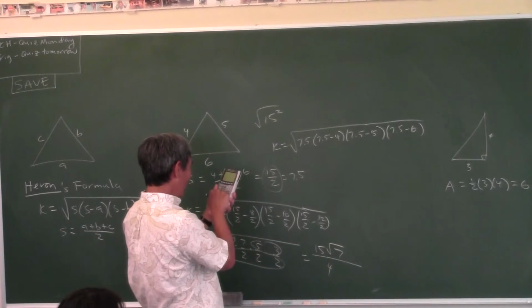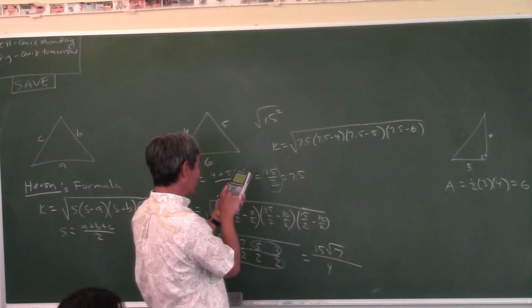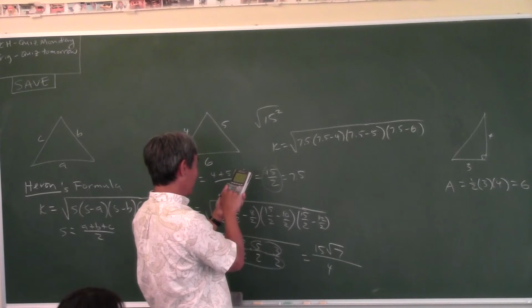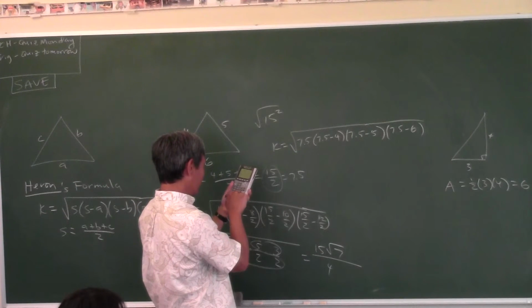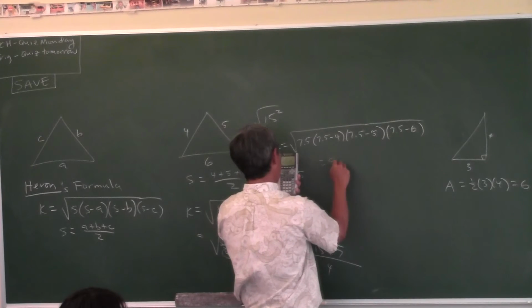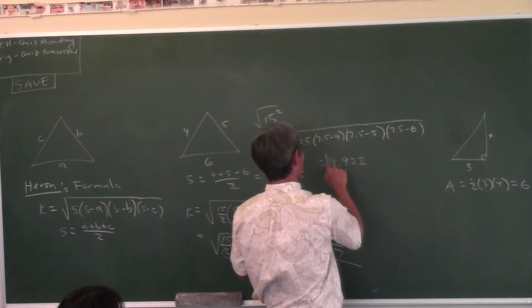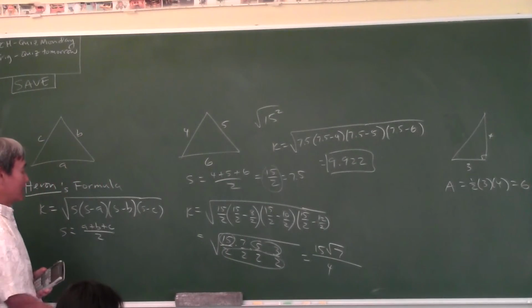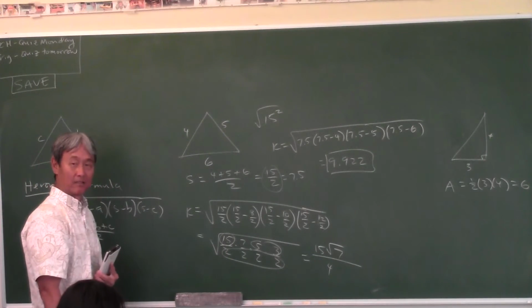So, square root of, I'm trying to concentrate here. Shh! I'm trying to concentrate. 7.5 minus 4. 7.5 minus 5. 7.5 minus 6. I get 9.922. I think it was more fun without the calculator. That's what I thought.